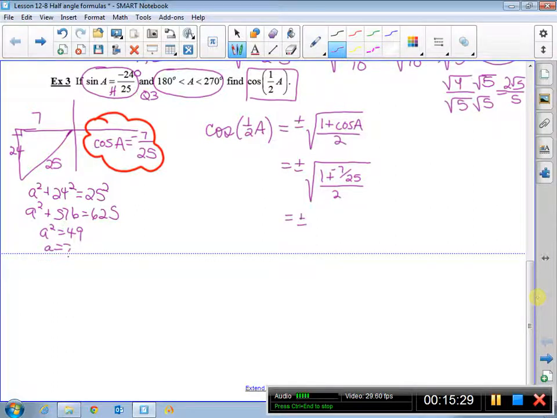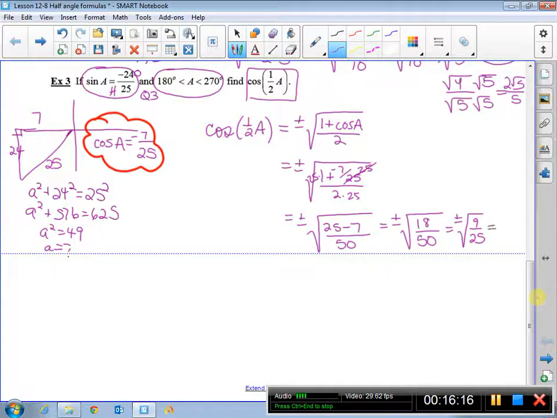So we have positive or negative to be determined. Square root of, I'm going to multiply everything by 25. 1 times 25. Those 25s cancel. And 2 times 25 gives me 50. Take away 7 is 18. Over 50. That's the same as 9 over 25. We're getting there. Which is 3/5. Now we've got to decide positive or negative.